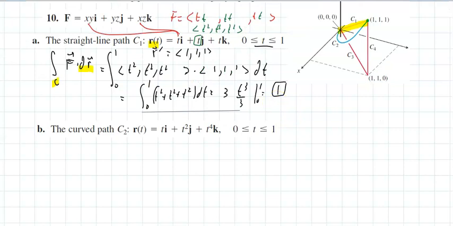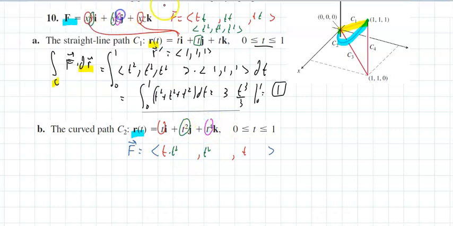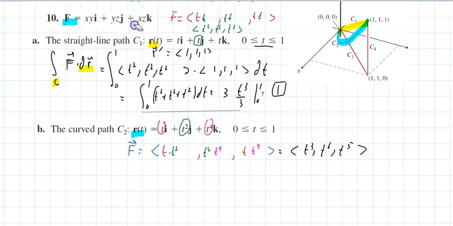Along path 2, this is going to change slightly now. Along path 2, we are taking this curve, and I need to modify f accordingly. My f now would be, in place of x, I'm going to put a t. In place of y, I'm going to put a t squared. And in place of z, I'm going to replace z by a t to the fourth. So if I multiply those, I'm really looking at t cubed, t to the sixth, and t to the fifth. So again, depending on the path, f will change accordingly.